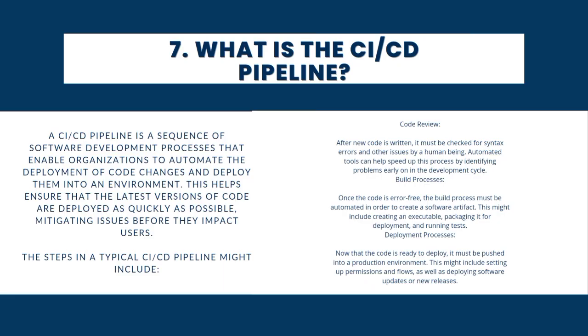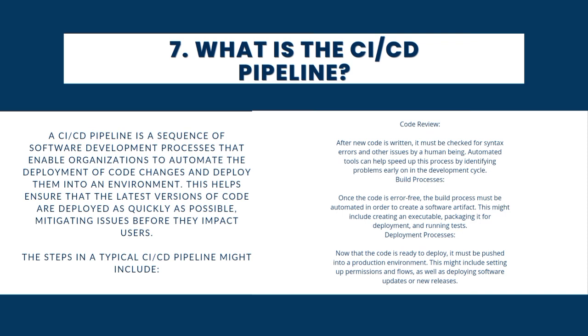7. What is the CI/CD pipeline? A CI/CD pipeline is a sequence of software development processes that enable organizations to automate the deployment of code changes and deploy them into an environment. This helps ensure that the latest versions of code are deployed as quickly as possible, mitigating issues before they impact users. The steps in a typical CI/CD pipeline might include code review.